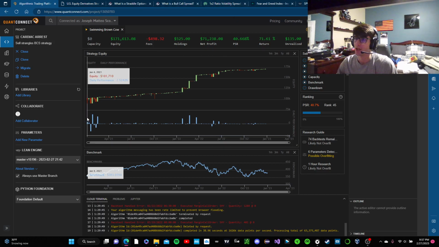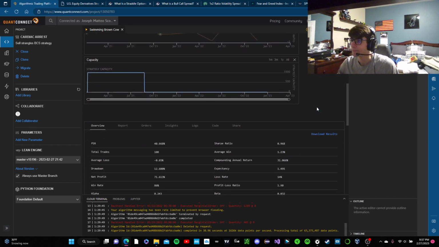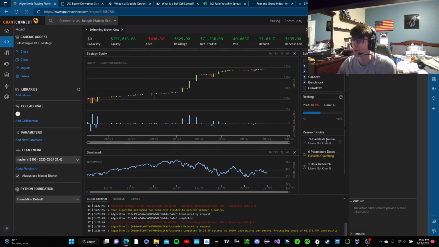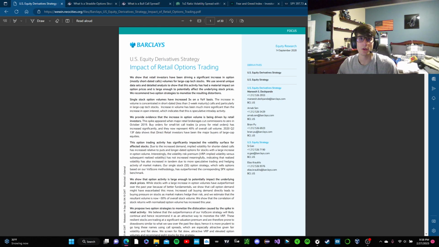This is January 4th, 2021 to January 31st, 2023. And so here we can see it just working decently well. We have an 86% win rate and our average win is way bigger than our average loss. Sharpe ratio almost 1.